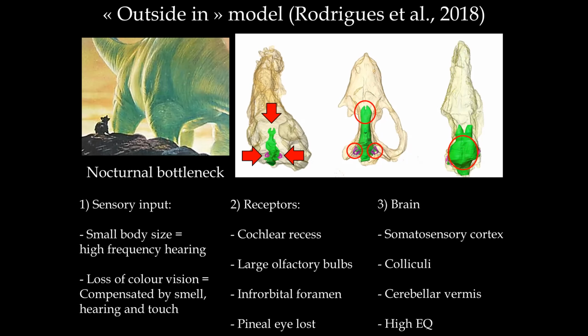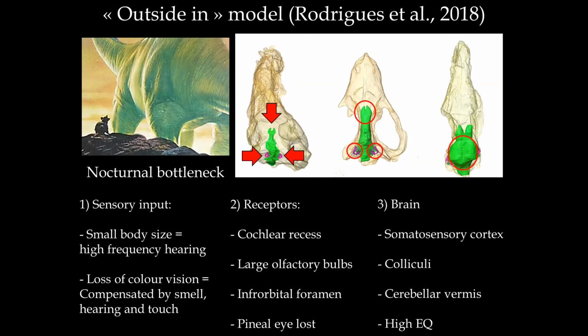The somatosensory cortex grows, which helps the brain to reach a higher encephalization quotient. The cerebellar vermis also develops, and the colliculi develop, all of this contributing to an overall increase in brain size.